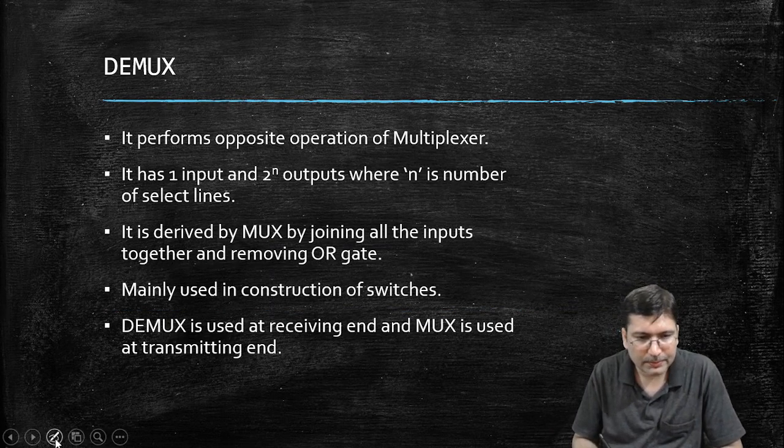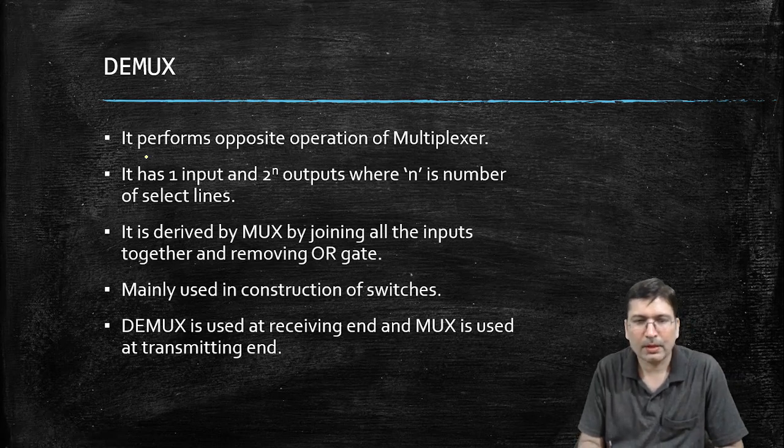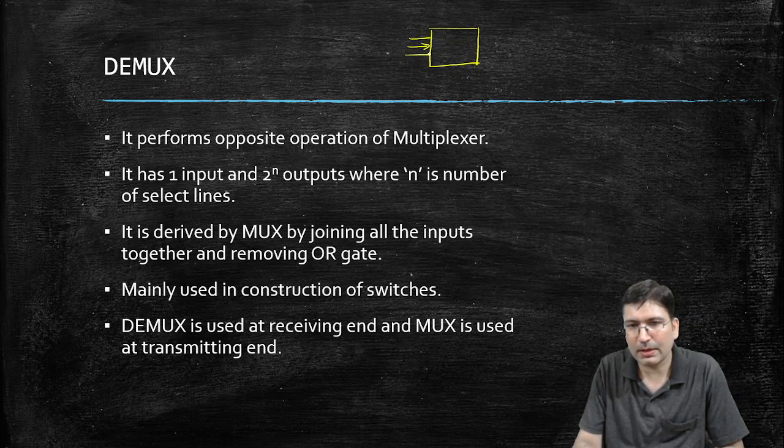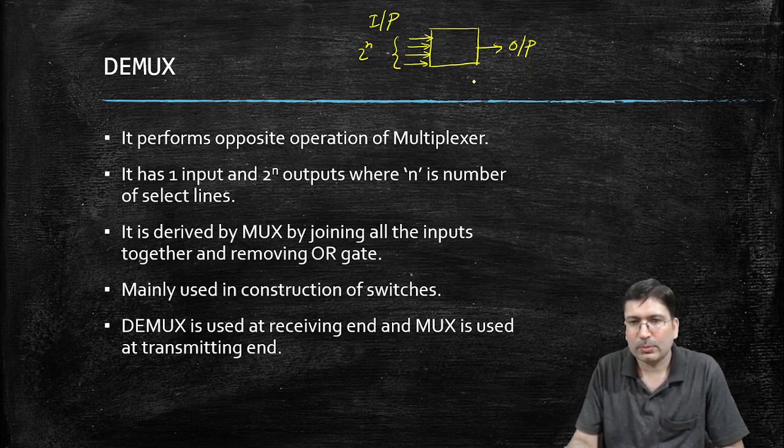The properties like, it just performs the reverse operation of a mux. So in multiplexers, we have already seen that a multiplexer has 2 to the power n inputs and generates one output. So there are inputs, we have 2 to the power n, and it generates a single output, right? So here I am saying inputs and there are outputs. So this is mux.